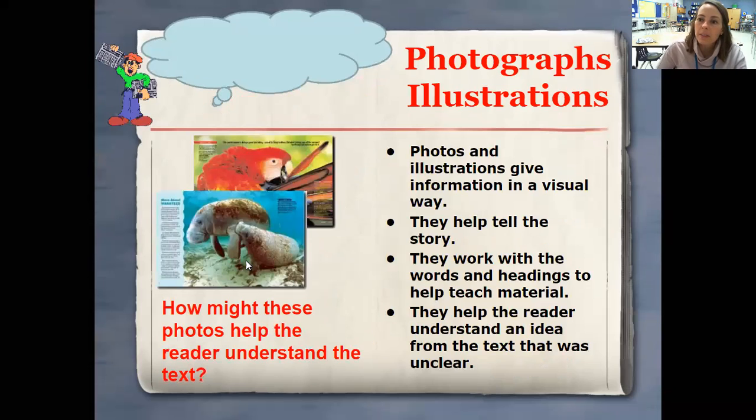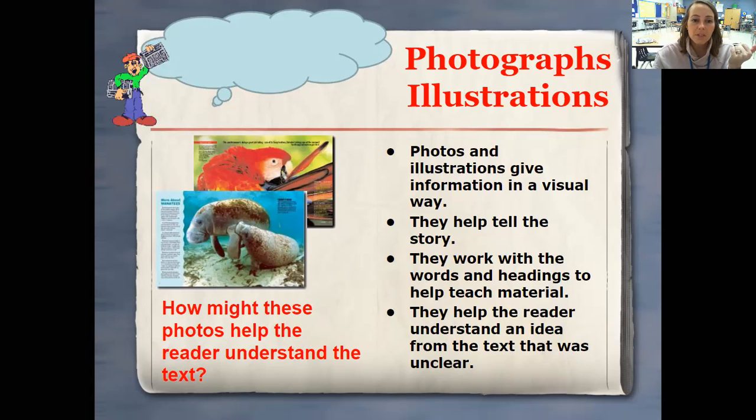All right, the next one that we're going to look at is photographs and illustrations. And you'll see a lot of these in nonfiction, and these are pretty easy to find. We know what a photograph is, right? It's taken with a camera. It's an actual picture of something. An illustration is a drawing. So sometimes an author might have a hand-drawn picture that's in the text to help you. So photographs and illustrations, they give information in a visual way. They help tell the story. They work with the words and headings to help teach the material, and they help the reader to better understand an idea from the text that might have been unclear.